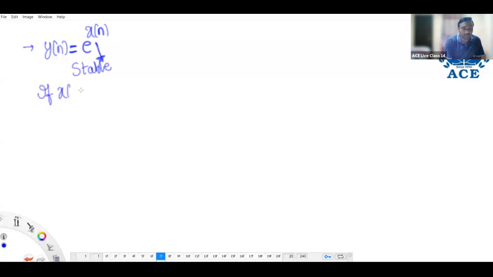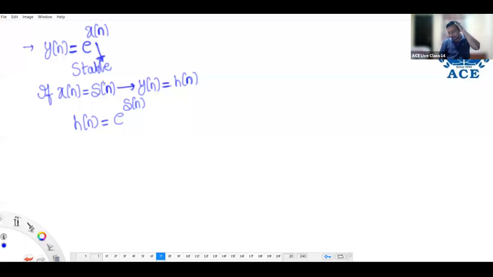Listen first. Now let us verify the stability with impulse response logic. Input impulse, output impulse response. So what will happen to that expression? X of n is del n, y of n is h of n.